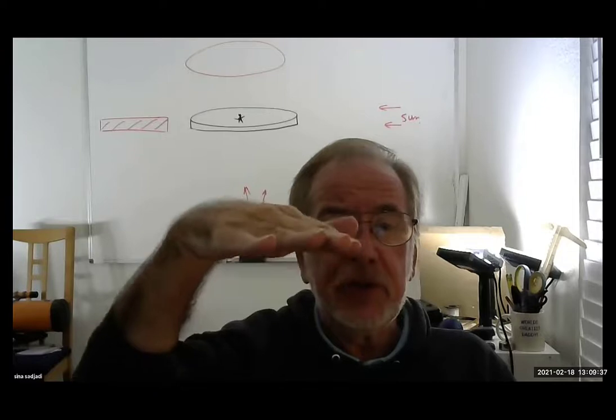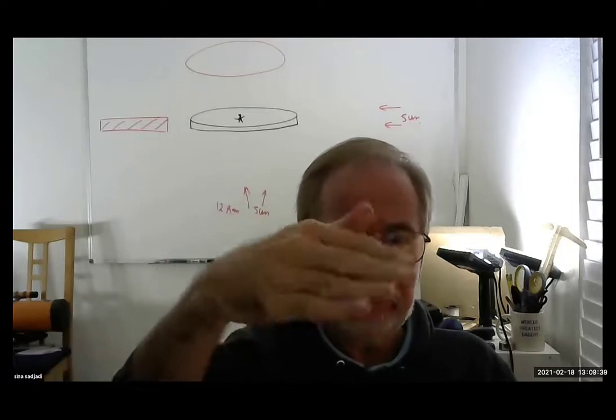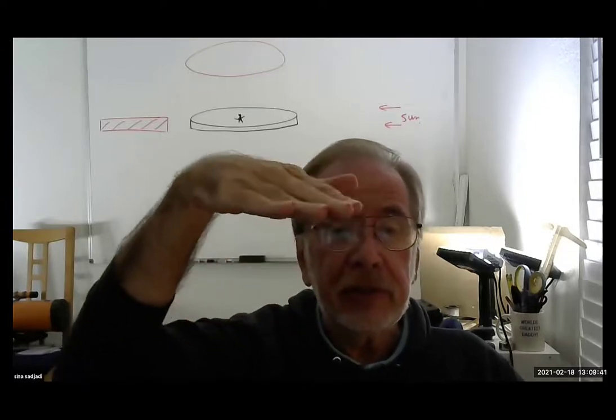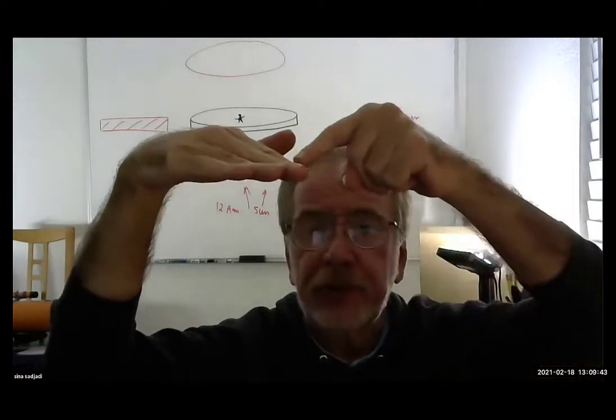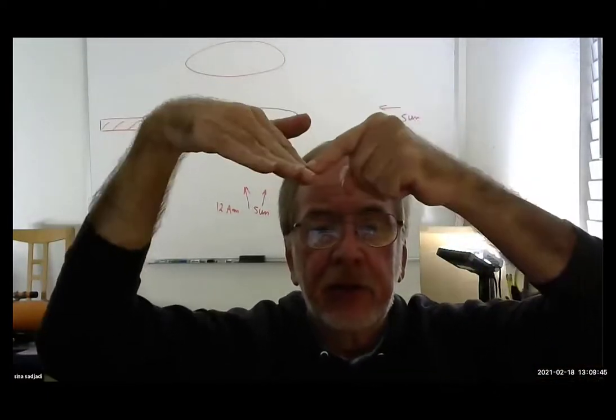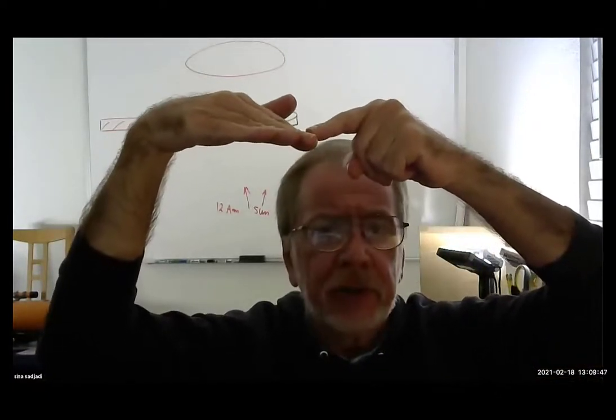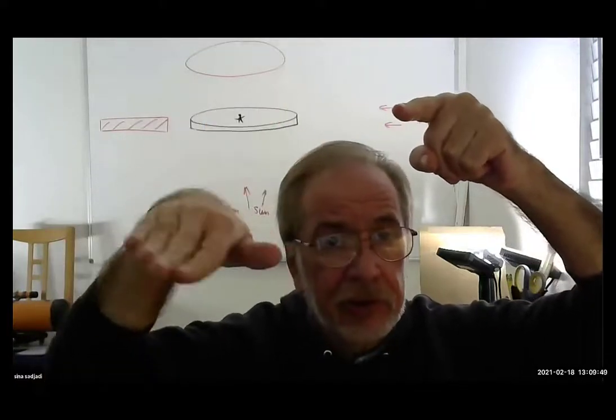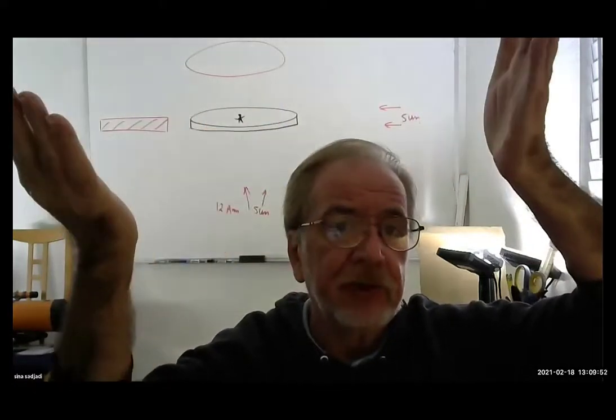Your top spins and spins, then it goes... It's because the Earth's gravity is trying to bring the top's edge down like this. The top goes, I don't want to come down. So then it does this. Conservation of angular momentum, they call it in physics, right?